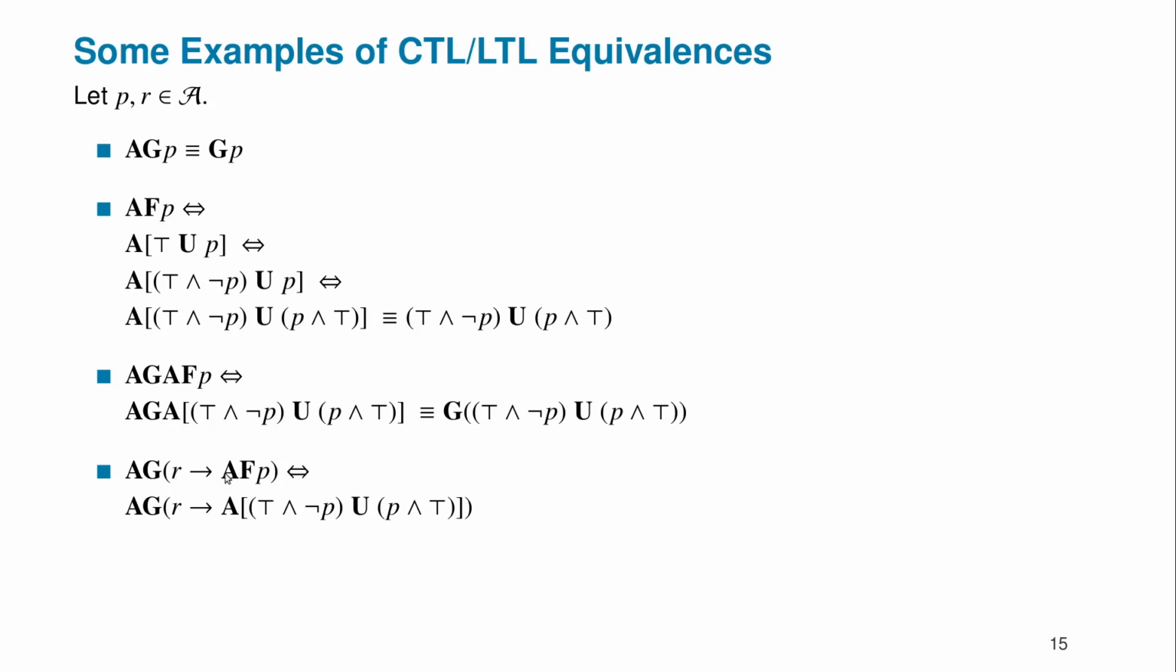We have always globally R implies always finally P. The always finally P we can again replace with the formula we know from above. So we have always top and not P until P and top. And still we have always globally R implies this until formula. Now we have this implication here and we have to do something. So in the first step we rewrite this by a disjunction, and this you have to remember from the logic class. We have not R or A, and then this universally quantified until expression.